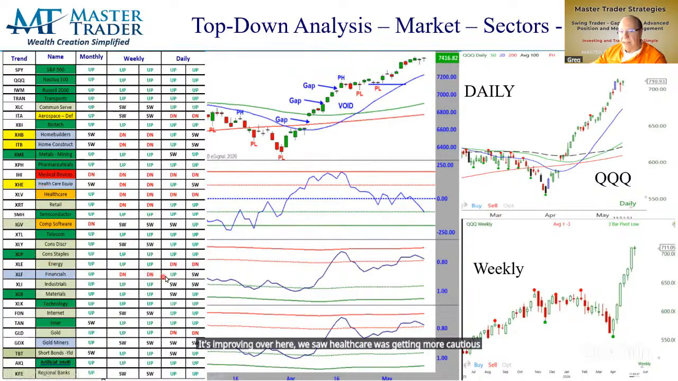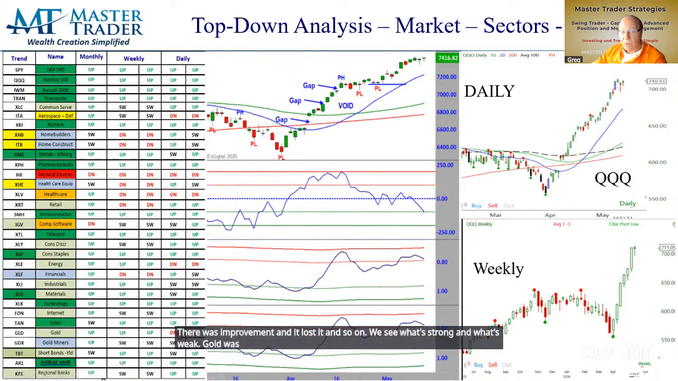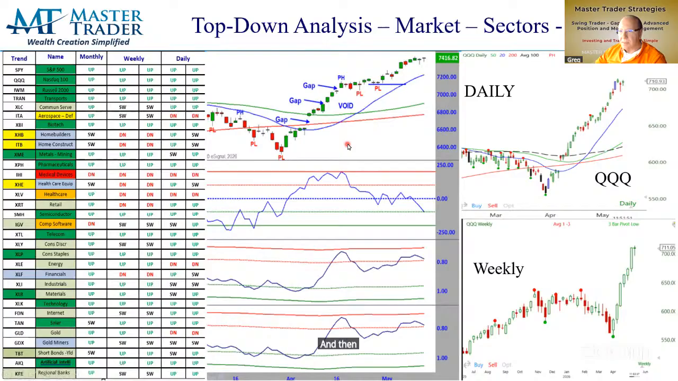And financials went from up to sideways. So there was improvement, and it lost it, and so on. We see what's strong and what's weak. Gold was up in all time frames at one point. So again, at a glance, we could see where money's flowing into, out of, and how that's changing. And then we look at a chart of the S&P 500. This is breadth. And when we look at this, what does that tell us?